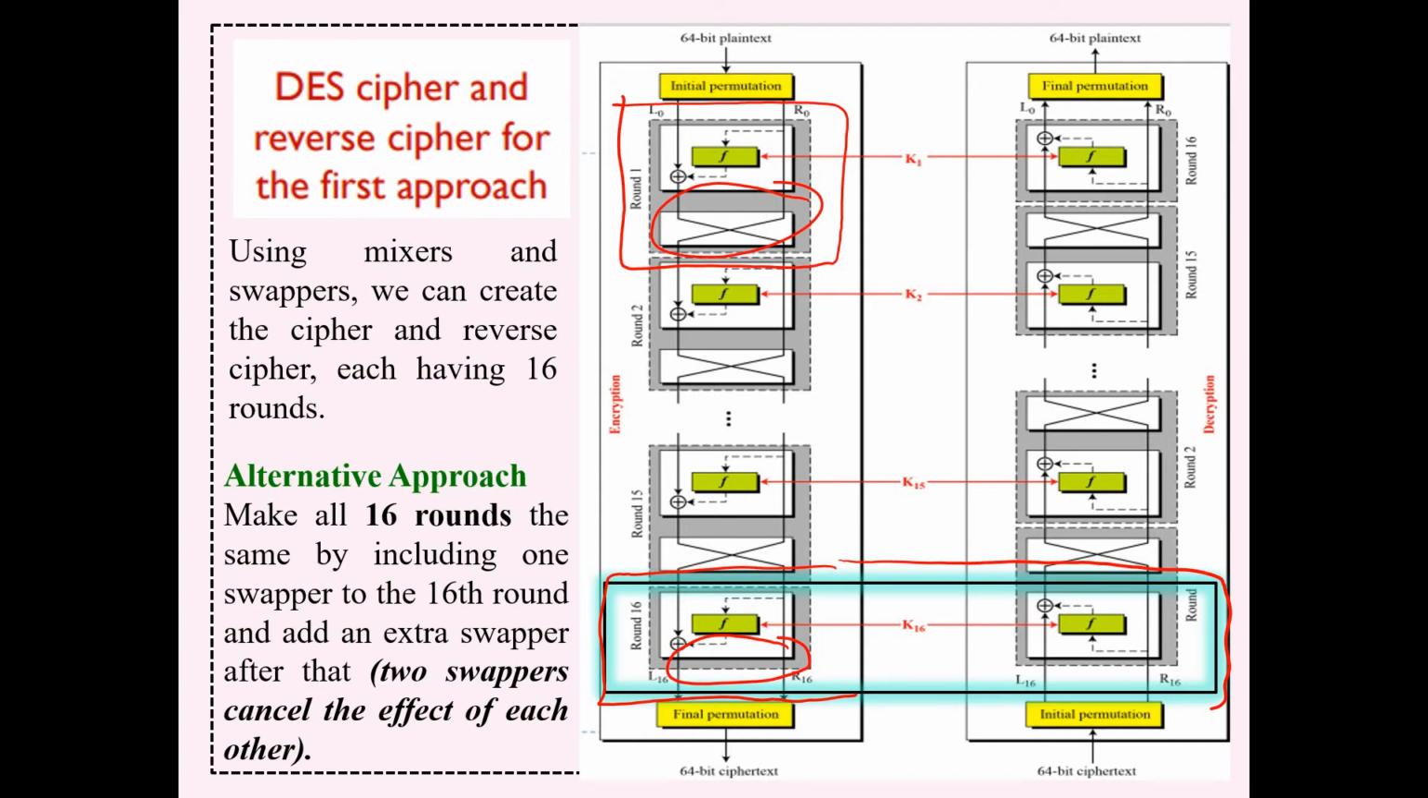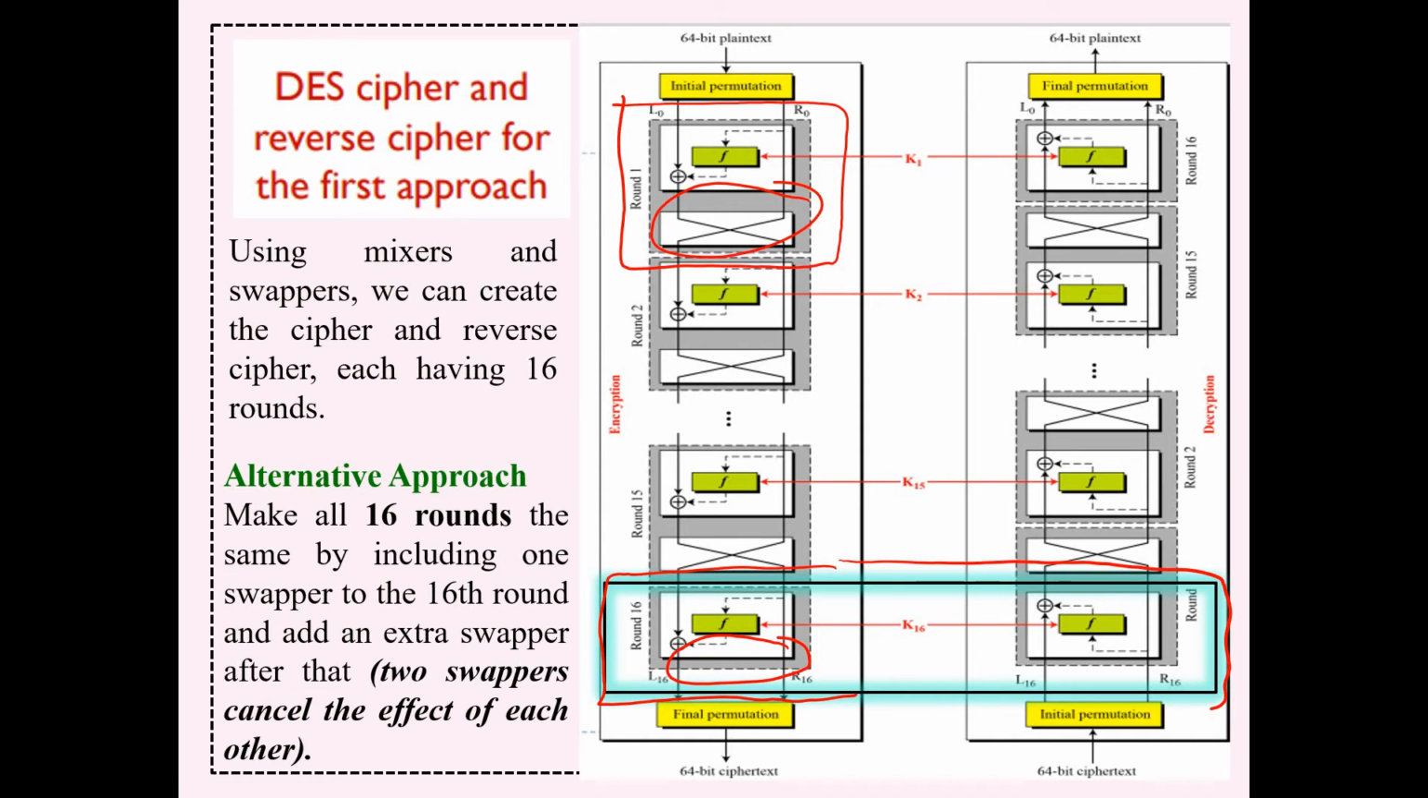You can see over there. Using mixer and swapper, we can create the cipher and the reverse cipher, each having 16 rounds. It's just a design criterion, nothing else. Two swappers cancel the effect of each other also. You can see the alternative approach. We don't need that much, but the information is only that.